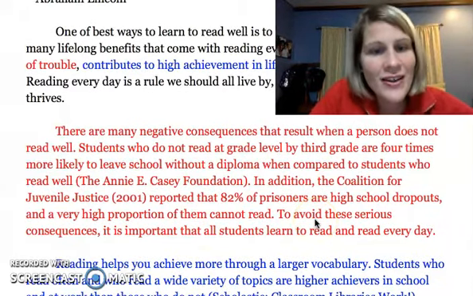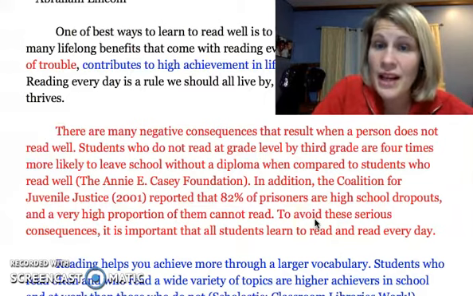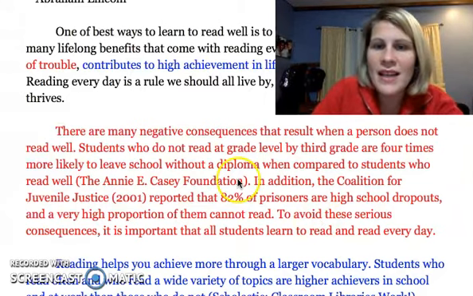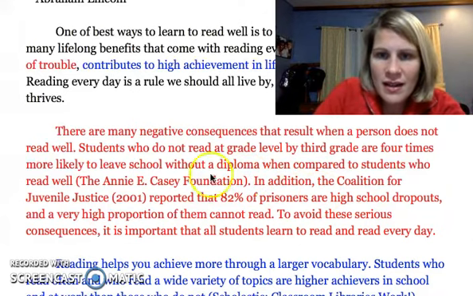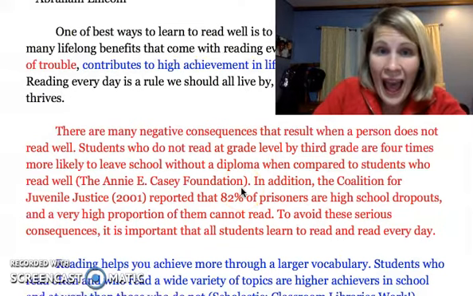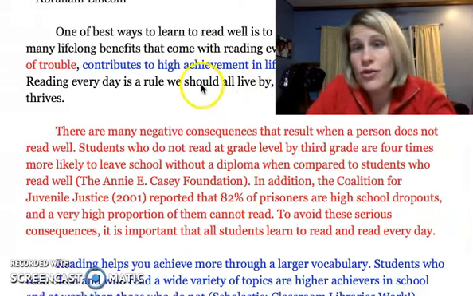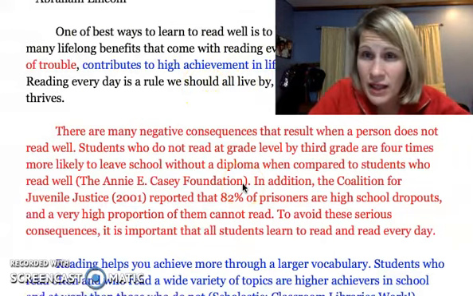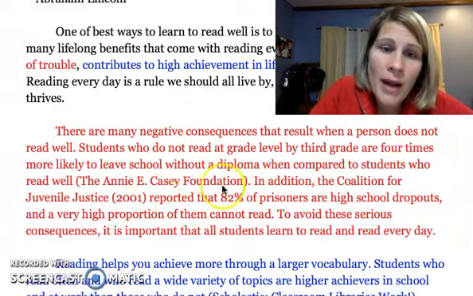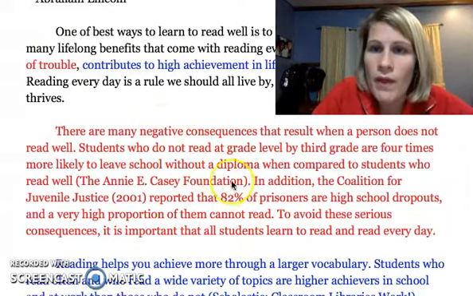To avoid these serious consequences, it is important that all students learn to read and read every day. So you can see here that evidence is being presented that answers how my topic is a good reason to believe my rule. See how they're all related?